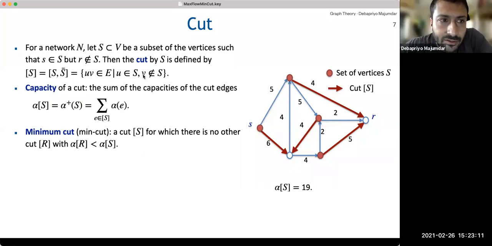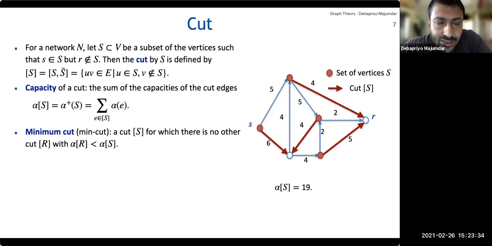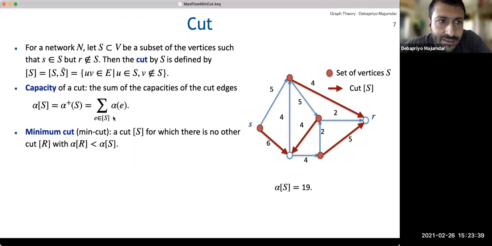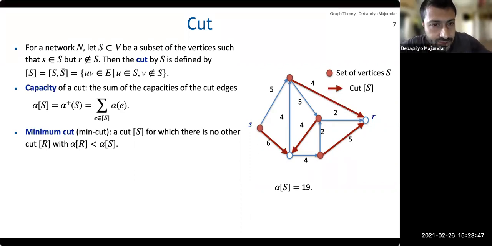Define. Okay. So take any subset of the vertices such that it contains the source but not the sink. All right. So here, for example, these red vertices can be one such subset, right? Because it contains the source, not the sink. Now that set of vertices defines a cut. What is the cut? All edges from these vertices to the complement of this set of vertices.